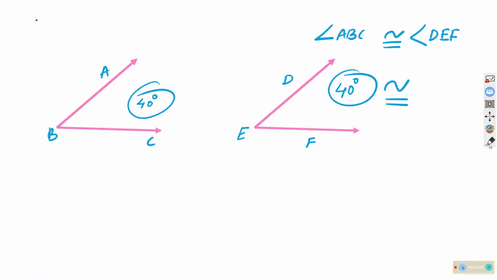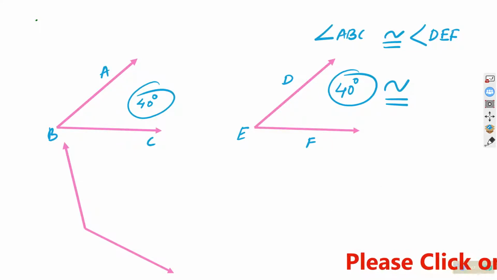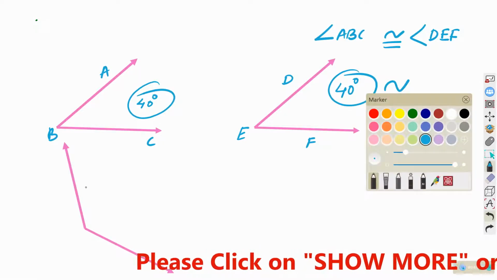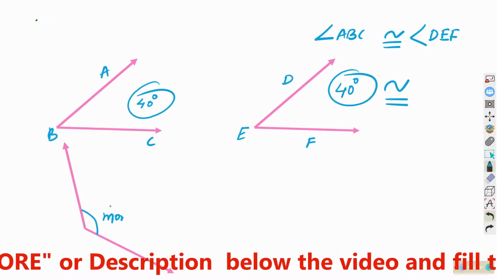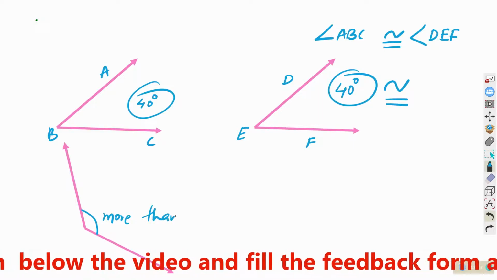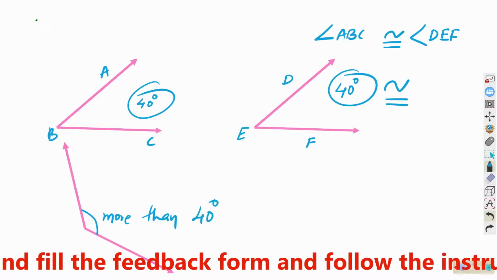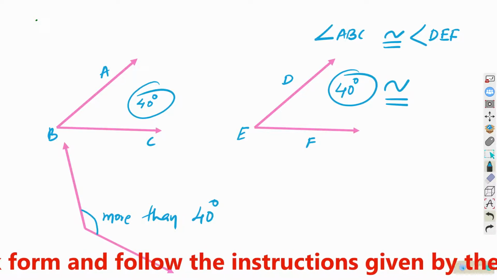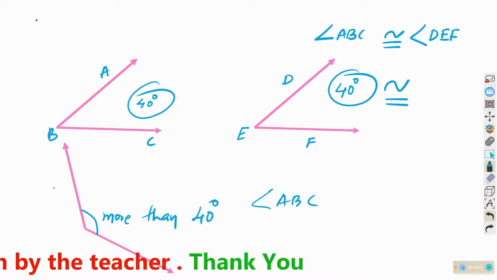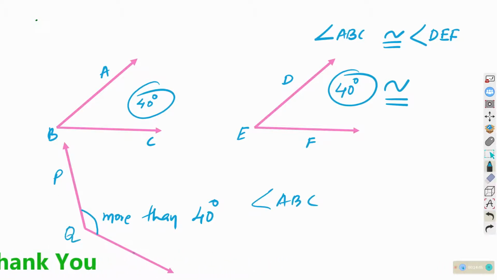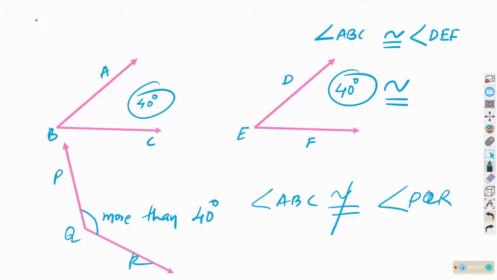Why congruent? Because the measures of the angles are equal. Understood, my dear students? Now this angle is entirely different. We are sure that this angle is more than 40 degrees. So we will say that they are not congruent. Let me name this as PQR, and if you ask me whether angle ABC and angle PQR are congruent, I would say that they are not congruent, cross.